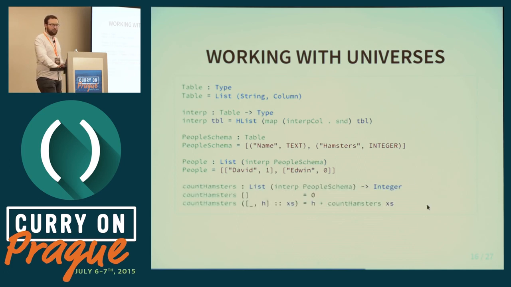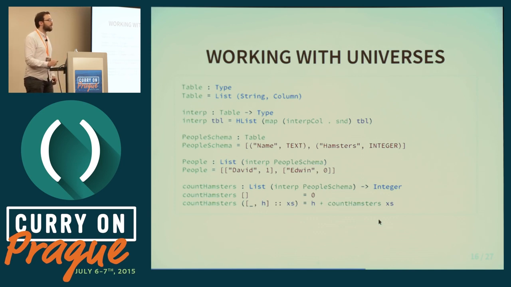So I can pattern match on instances of the interpretation just like I can do any other data type because in the end, it reduces to that hlist type, which we know how to pattern match on because it's got constructors, cons and nil. So I can count the hamsters in some relation by saying that count hamsters of the empty table is 0, and then count hamsters of a case where we don't care what the name is, but the number of hamsters is h, and the rest is x's. We then add h to count hamsters of x's.